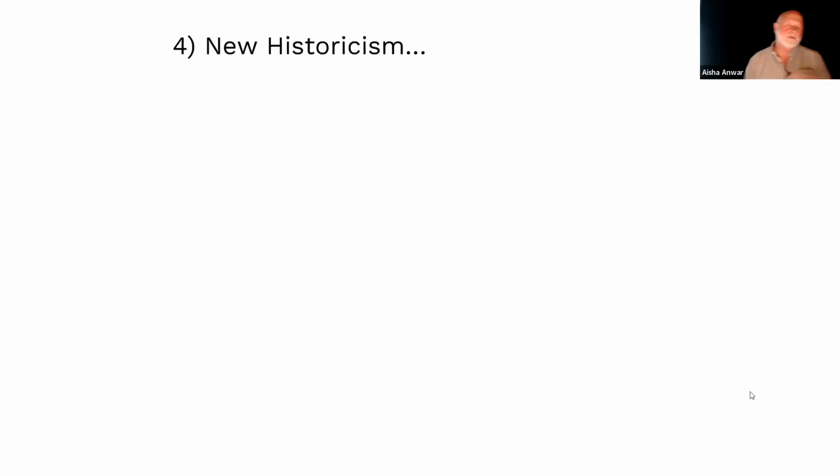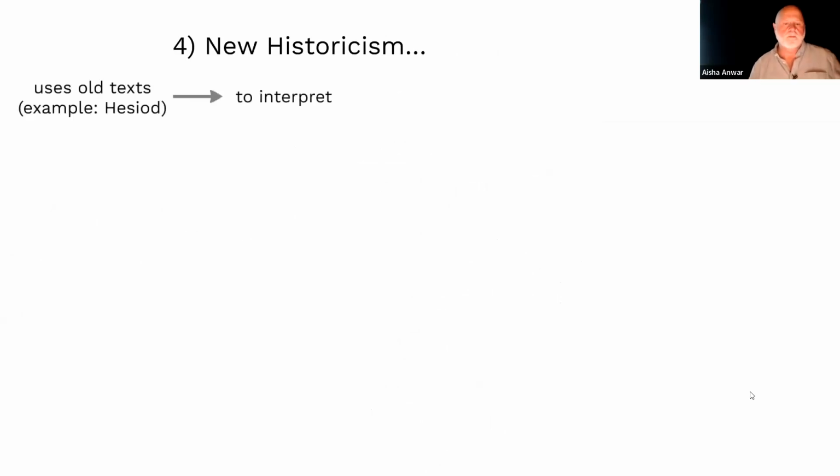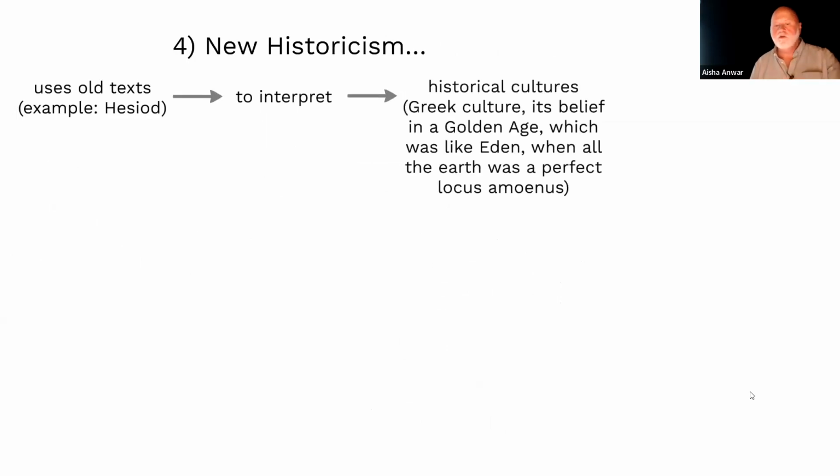New historicism, this is basically what we're doing, and this is why it's different. Same thing. Use Hesiod to interpret, hermeneutics, a historical culture. So let's specifically talk about what Hesiod talks about, and we're going to deal with this in detail, but I'll give it to you now. Hesiod believed that there was something once called the Golden Age, very much like Eden in the Judeo-Christian tradition, when human beings had a perfect relationship to the planet.